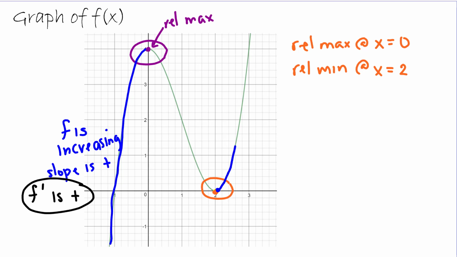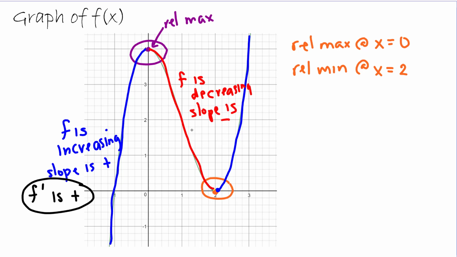The same thing is true over in this section of the graph over here. F is increasing because the slope is positive, the graph's going up, so f prime is positive in that region. And then in this middle region, the graph is decreasing. It's getting lower from left to right. So in this section, f is decreasing, which means the slope is negative, or in terms of calculus, f prime is negative. That sums up the features that deal with increasing and decreasing, relative max and min.